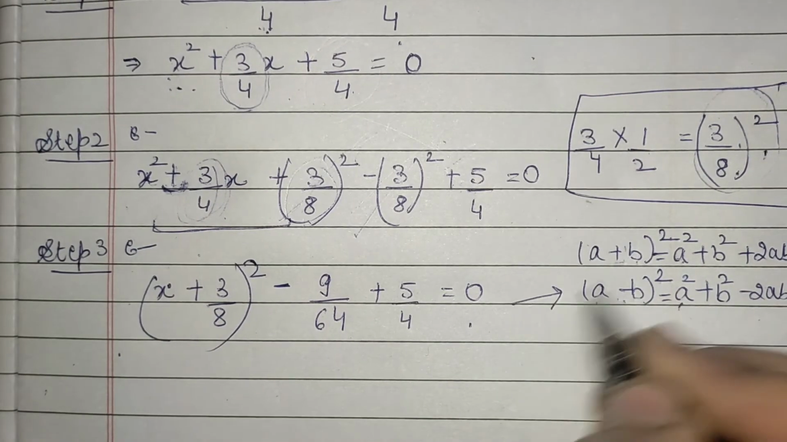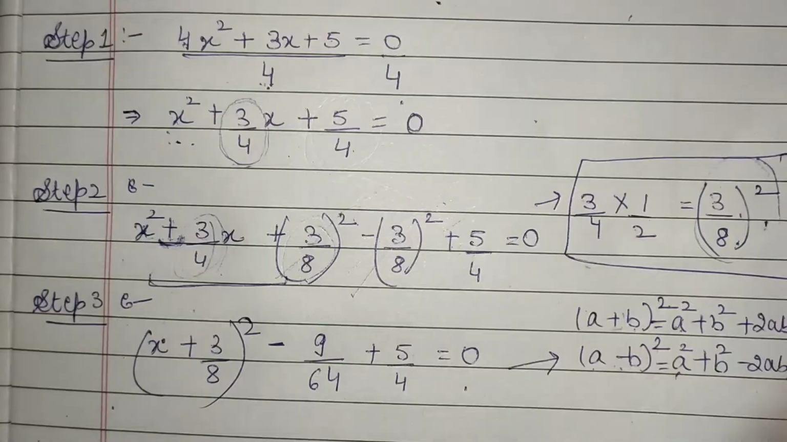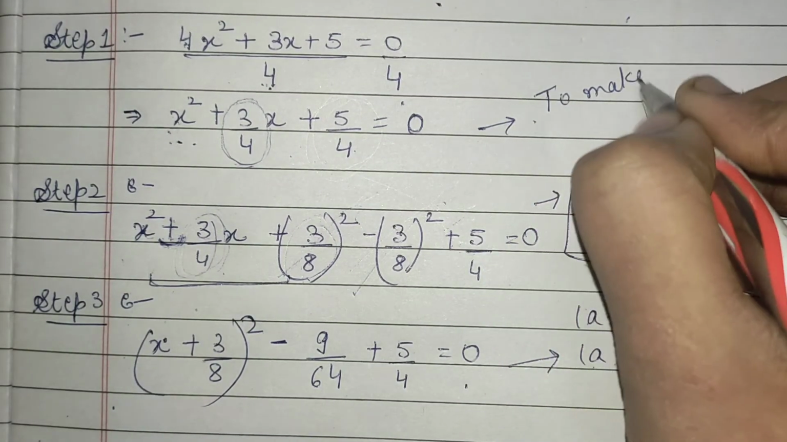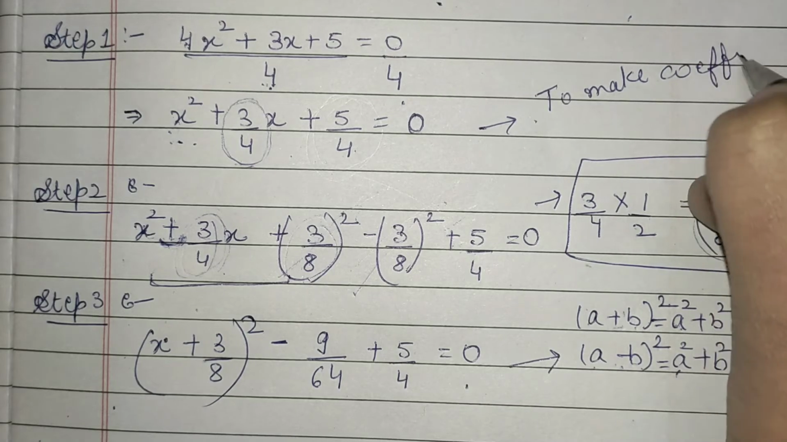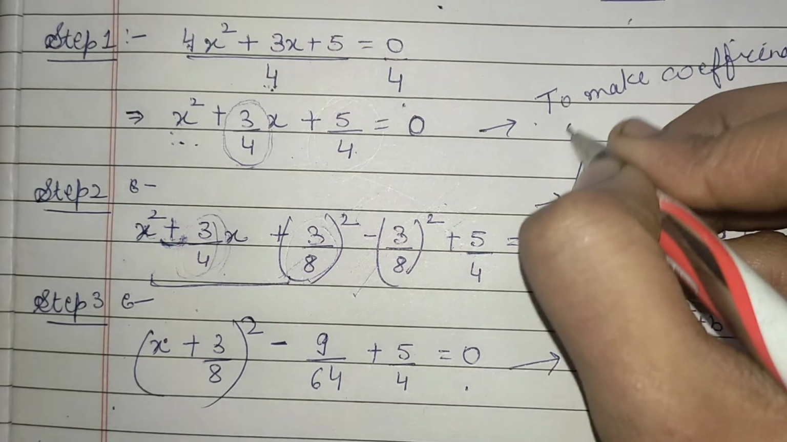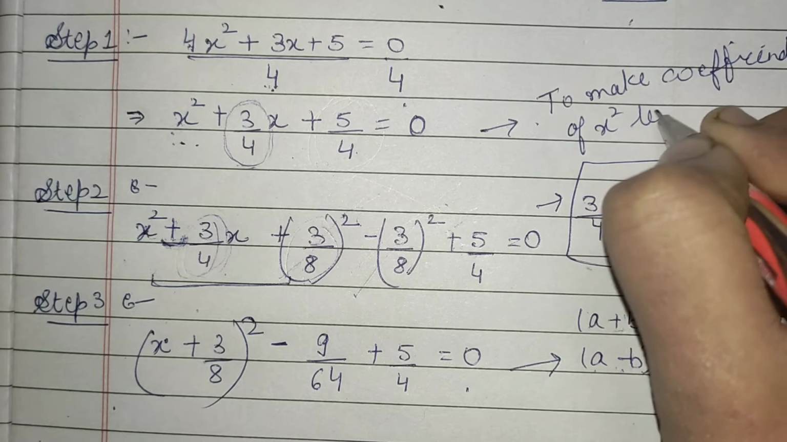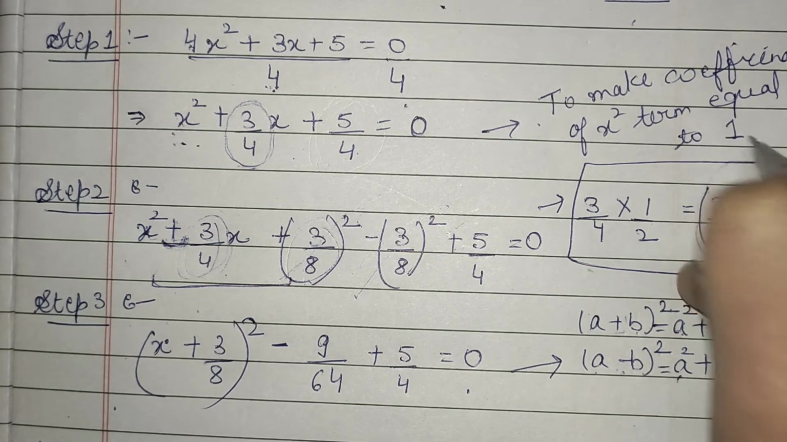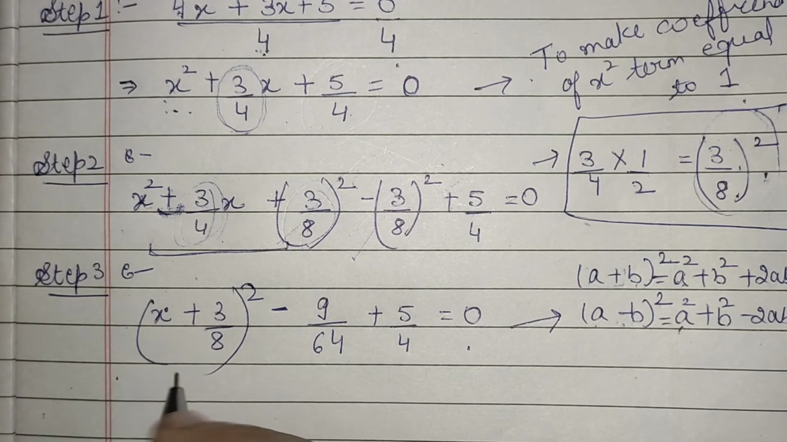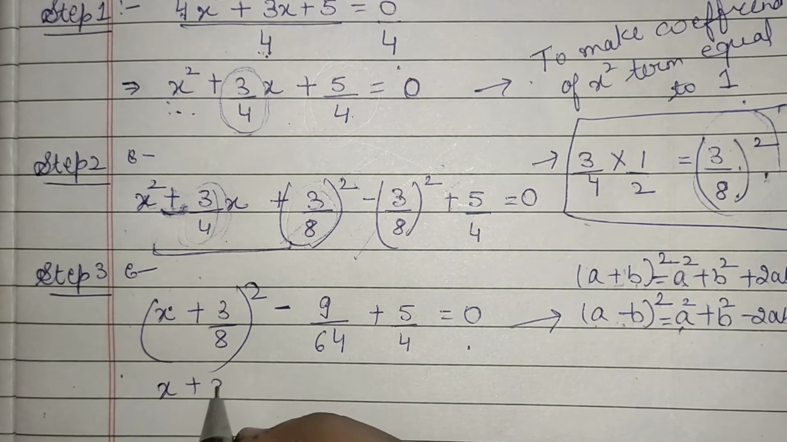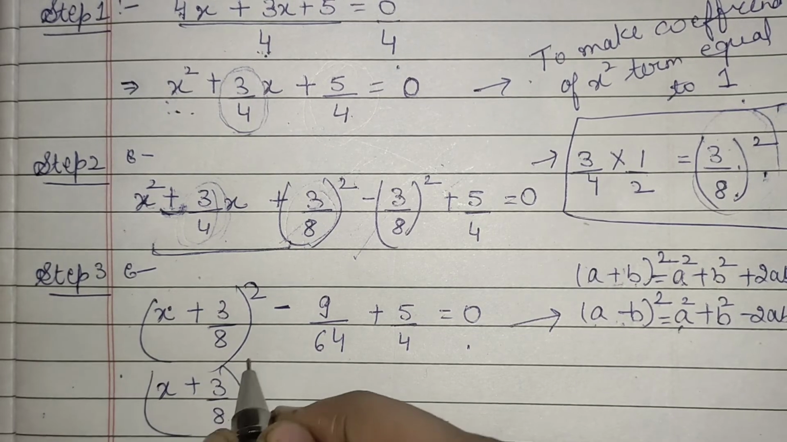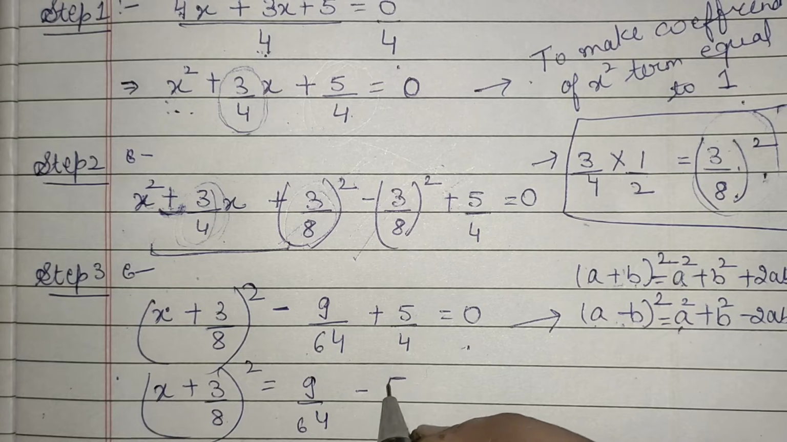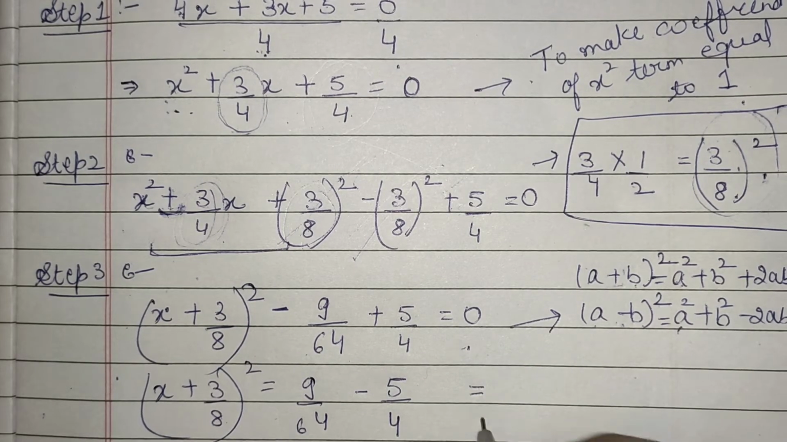So step number 3 is also done, step number 2 is also done. Step number 1 was what? To make the coefficient of x square term equal to 1. Okay. Now you have to simplify your given equation. How will you simplify this equation now? Take all the constant values to the right hand side so that you can easily take the LCM.